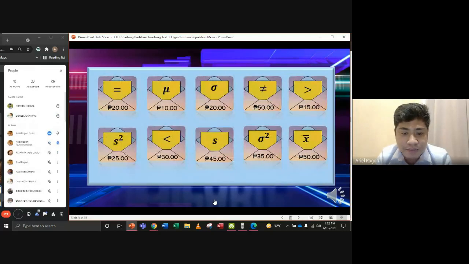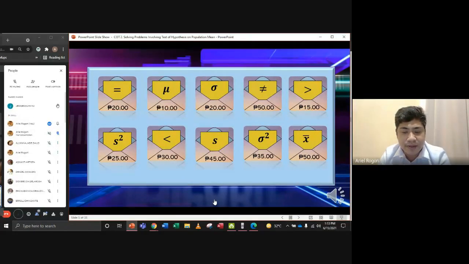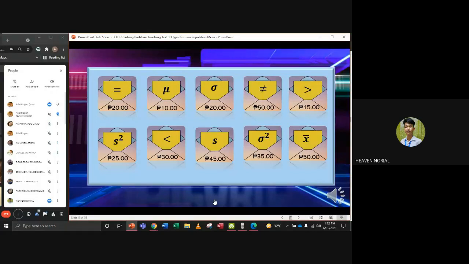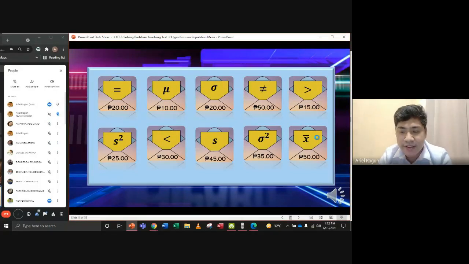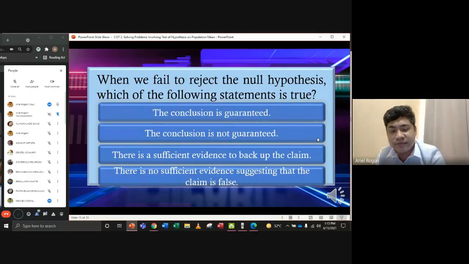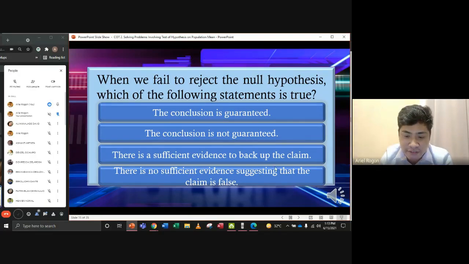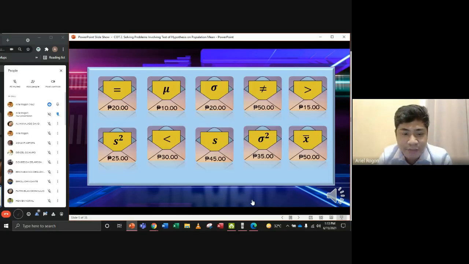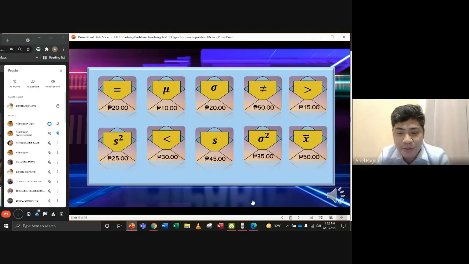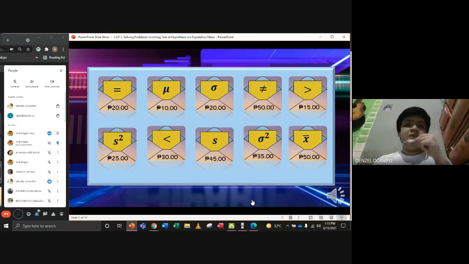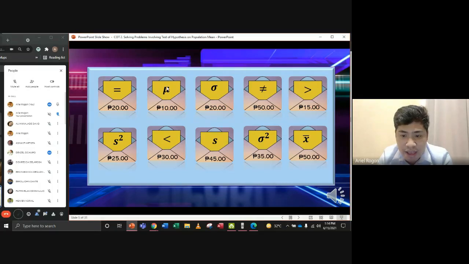Okay, so next. Yes, Heaven. The X bar, the sample mean. When we fail to reject the null hypothesis, which of the following statements is true? There is no sufficient evidence suggesting that the claim is false. Exactly. So your answer is correct, Heaven. That corresponds to 50 pesos. Okay, another. Yes, Ocampo. Population mean, sir. Population mean. Okay, so this one.